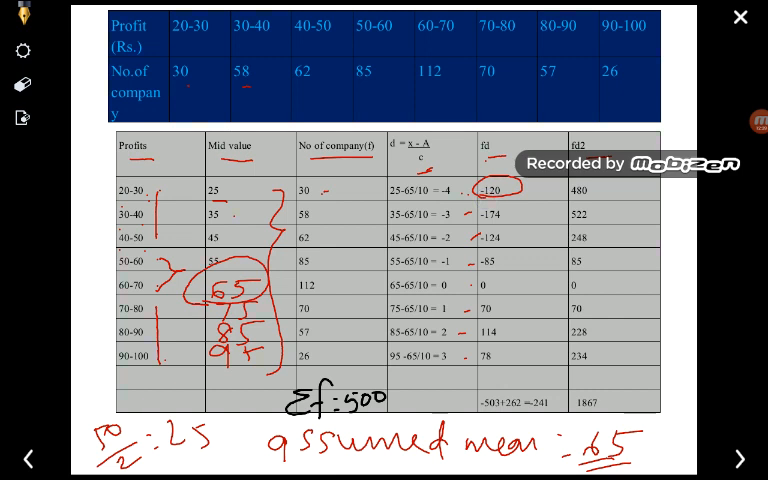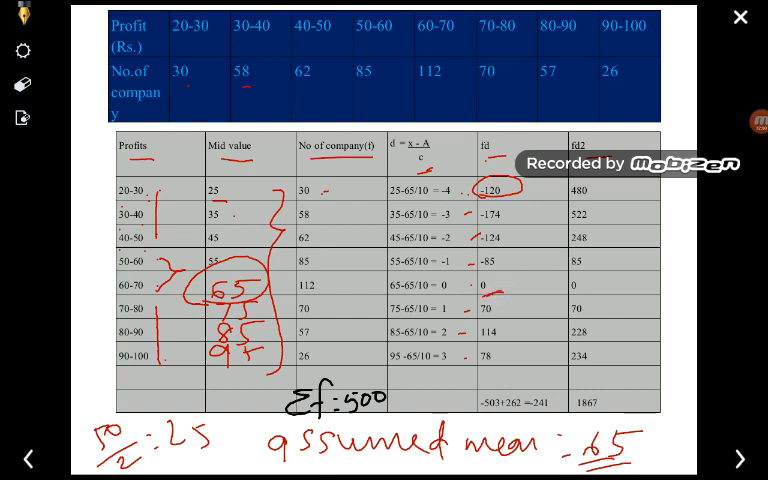Similarly, what is the f of the next data? That is 58 into minus 3, which gives you minus 174. Similarly, 62 into minus 2 gives you minus 124. 85 into minus 1 gives you minus 85. 112 into 0 will give you only 0.